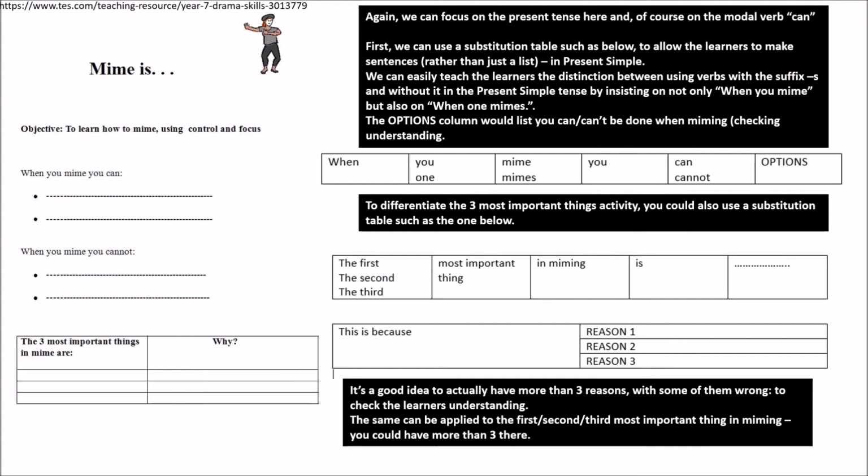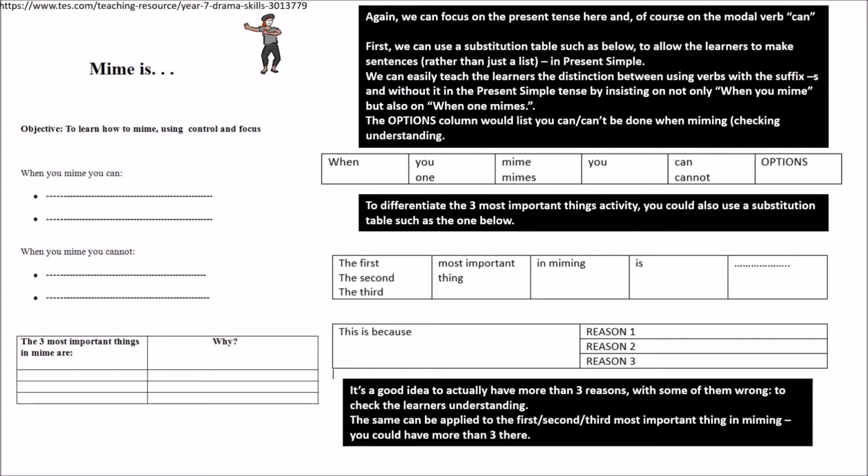Here we see on the left that the learners are to write or say sentences such as "when you mime, you can," "when you mime, you cannot." It would be wise to draw your EAL learners' attention to the "cannot" word, which is the formal equivalent of "can't." I wouldn't assume your students will automatically know "cannot," even if "can't" is familiar to them. This might need to be explained. First, we can use a simple substitution table, such as the first table on the right. This will allow the learners to make sentences.